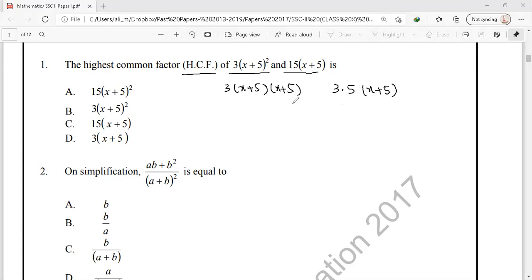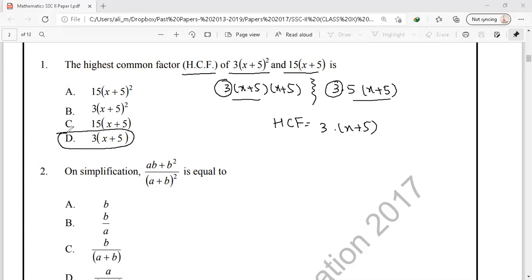So the highest common factor would be the common part among these two expressions. So we have 3 common and we have x plus 5 common. So our HCF for these two expressions would be 3 and x plus 5. So the correct option in our question number 1 is option D, 3 into x plus 5.